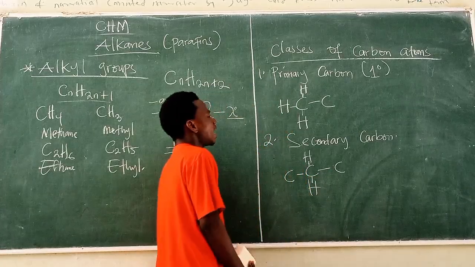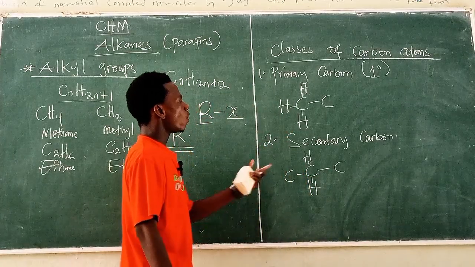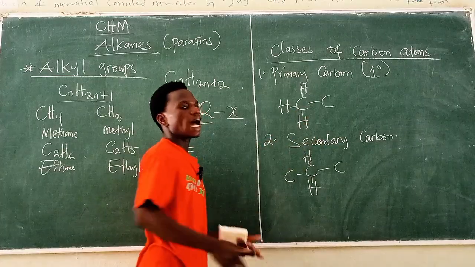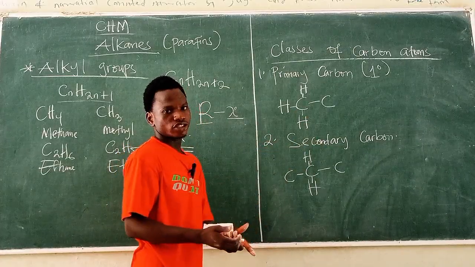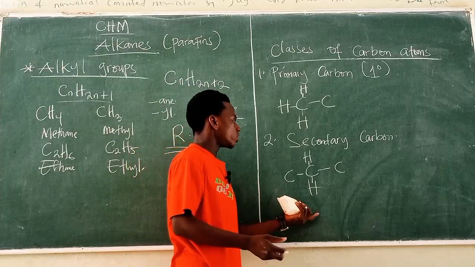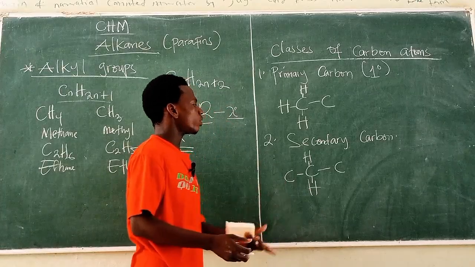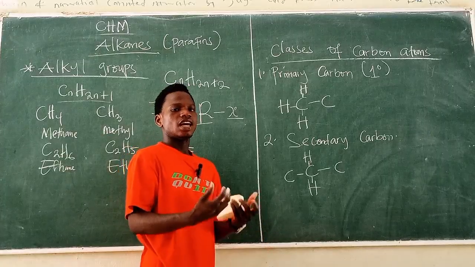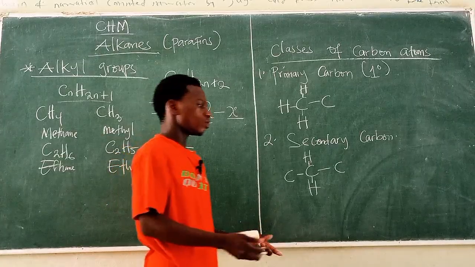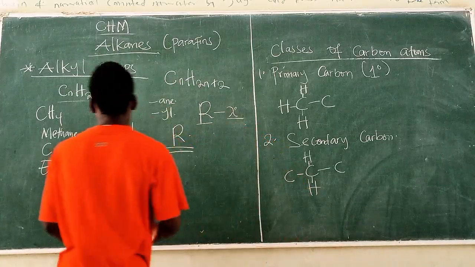So the hydrogen atoms found on a primary carbon are known as primary hydrogen, while the hydrogens that are found on a secondary carbon atom are known as secondary hydrogen atoms. So let's continue.